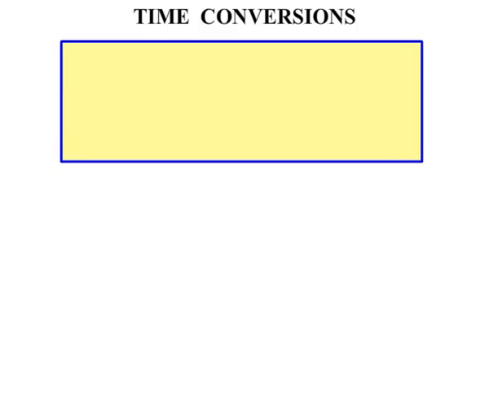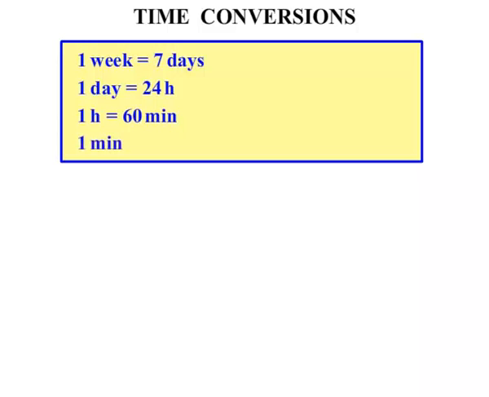In this lesson we do some work on time conversions. Now let's consider a few facts. 1 week equals 7 days. 1 day equals 24 hours. 1 hour equals 60 minutes. 1 minute equals 60 seconds.